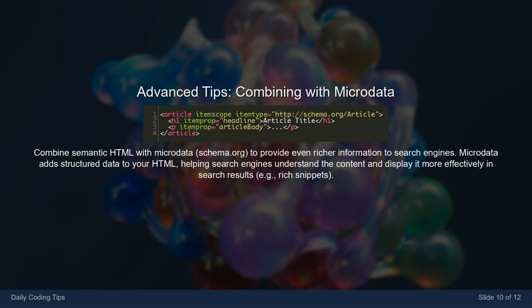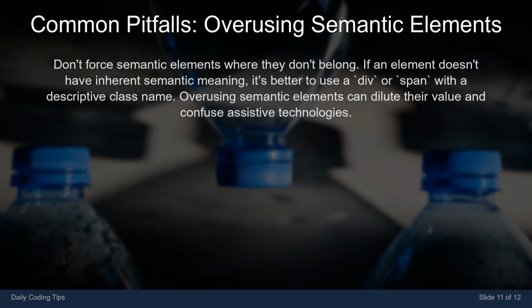Combine semantic HTML with microdata, schema.org, to provide even richer information to search engines. Microdata adds structured data to your HTML, helping search engines understand the content and display it more effectively in search results, e.g., rich snippets.